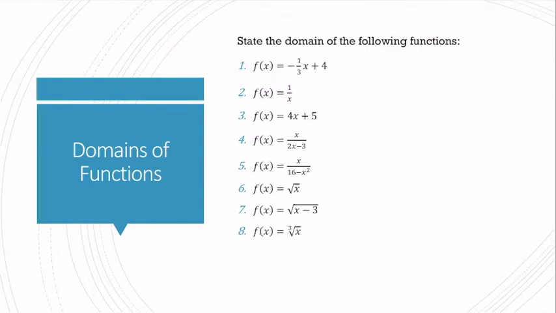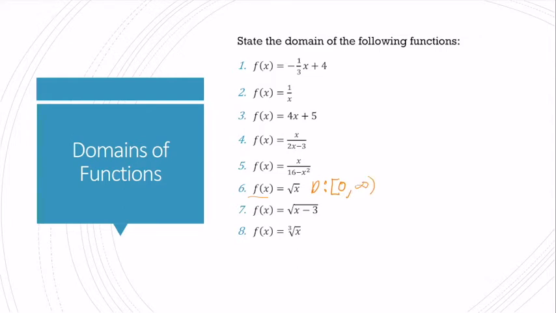So next I have f of x equals the square root of x. Now remember, I can only take the square root of nonnegative numbers, okay? What's the smallest number I can take the square root of? 0. So our domain is going to go from 0, with 0 included, all the way to positive infinity.